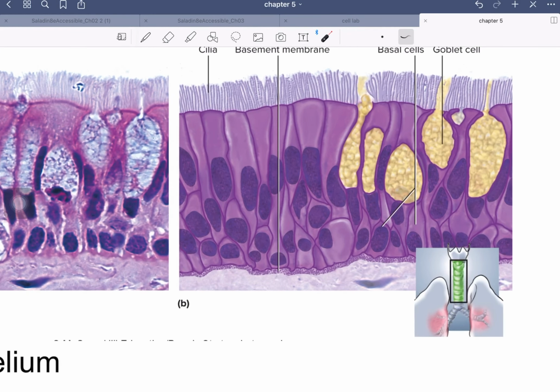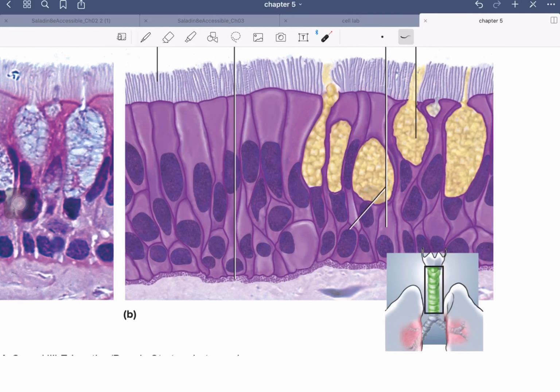Pseudostratified, now remember from the definition that they all touch the basement membrane. Now it may not be apparent in this picture that they all touch it, because some of these cells, the bottom bit may be just out of the plane of section. So we can't quite see them, but we'll have to take it for granted that most of them that we can see do touch the bottom. And in fact, they will all touch the bottom. And here's the basement membrane down here.